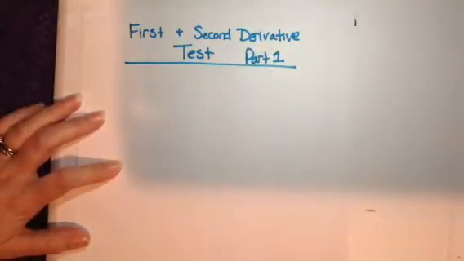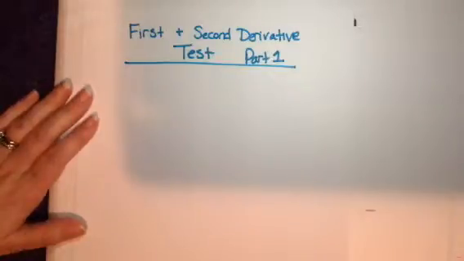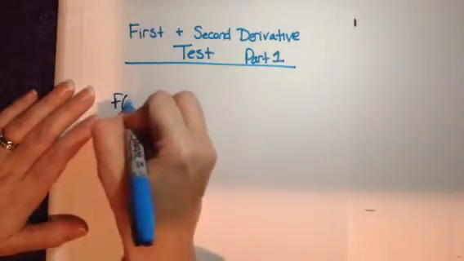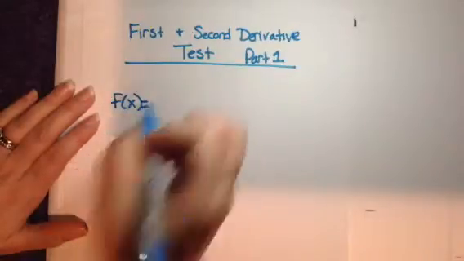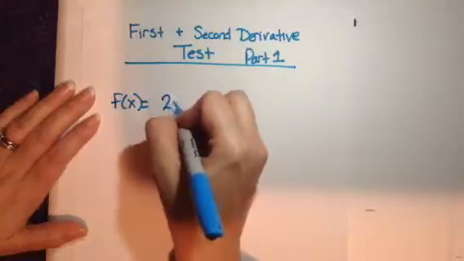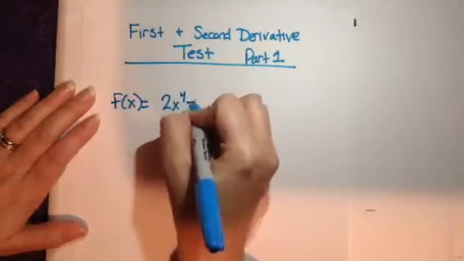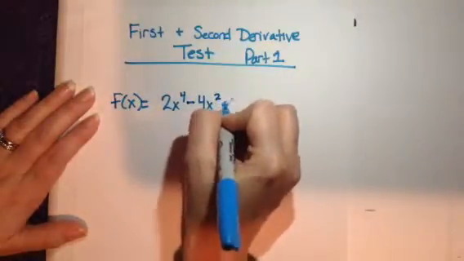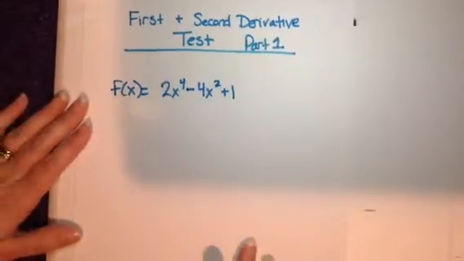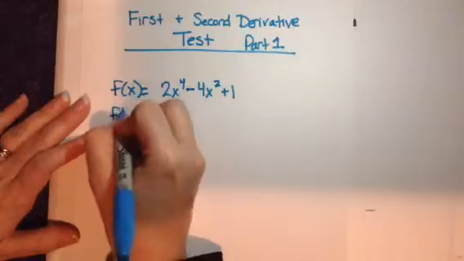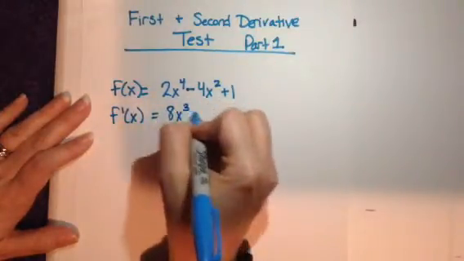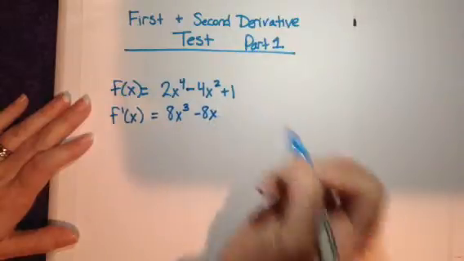Okay, and what we're going to start off with is just a polynomial. Let's take the function f of x equals 2x to the 4th minus 4x squared plus 1. Now, this is just a regular polynomial function, so I'm going to start by just taking the derivative. That would be 8x cubed minus 8x.